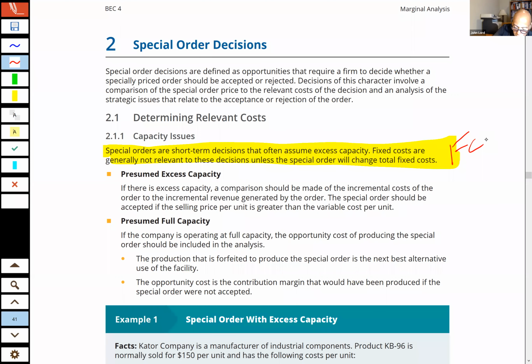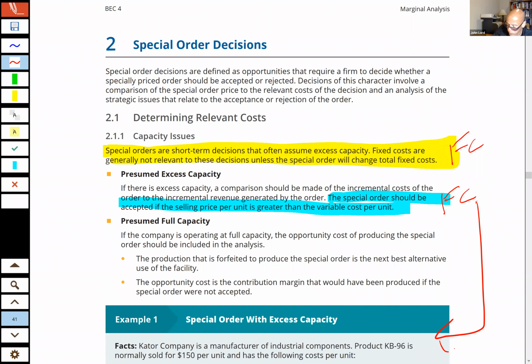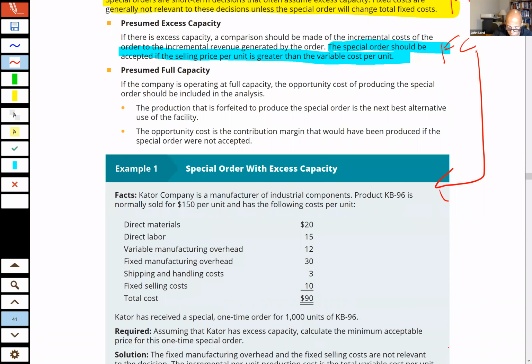Now, they tell us that the special order should be accepted if the selling price per unit is greater than the variable cost per unit. Okay, so that's telling you what? Hey, I'm going to increase my contribution margin by taking on this special order. And if I have enough capacity to take it on, fine. Now, if you have presumed full capacity, actually, let's look at the example of presumed excess capacity first before we clog our minds with this other concept. Then I'll come back to the presumed full capacity.